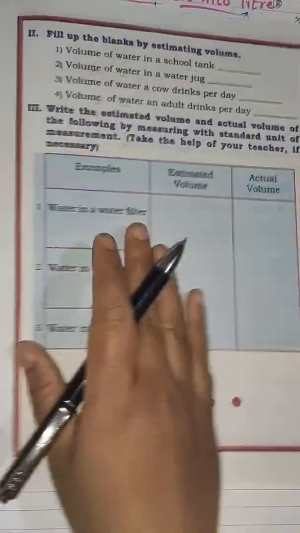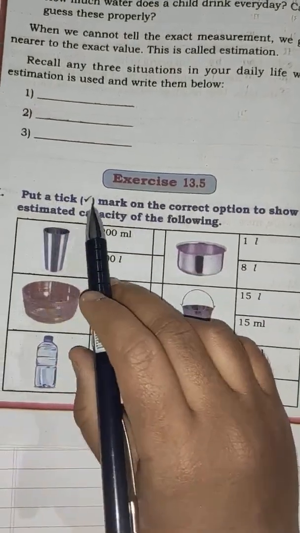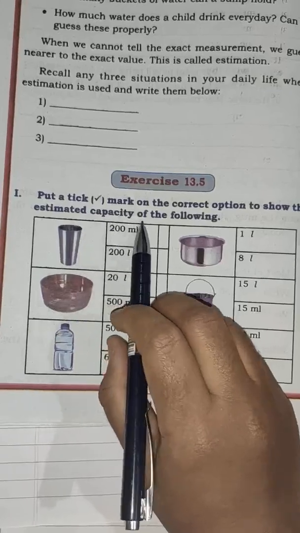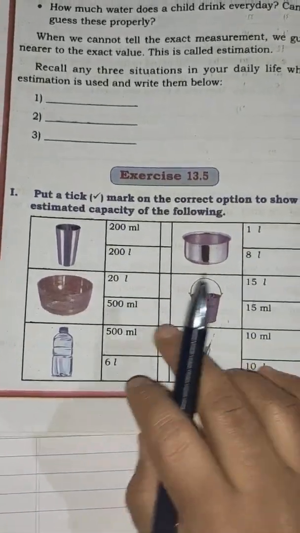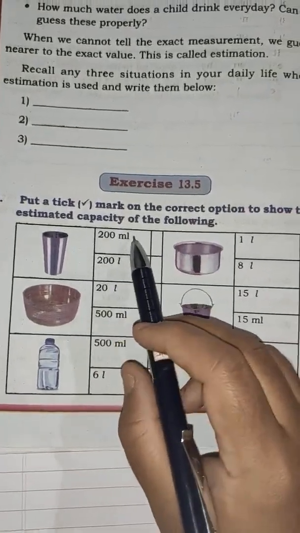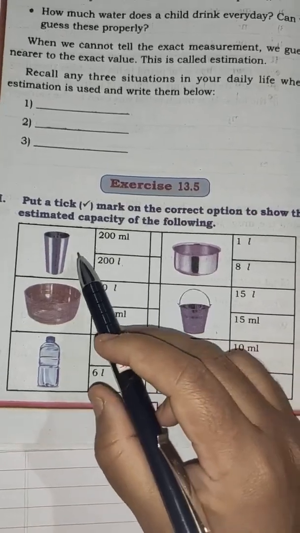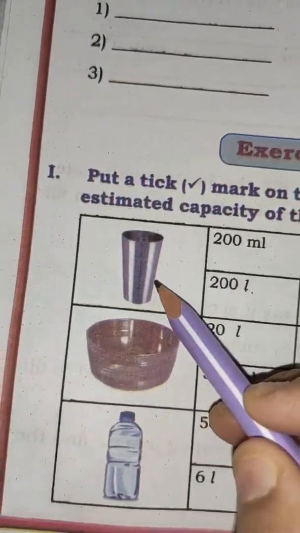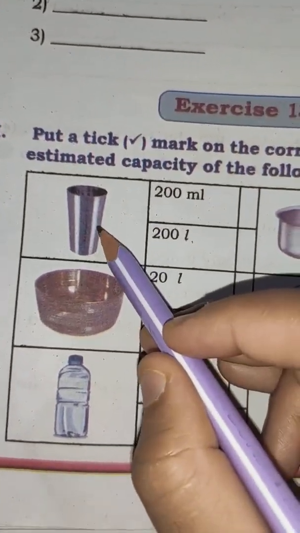So now come to the page number 68, exercise 13.5. Put a tick right mark on the correct option to show the estimated capacity of the following. So here we are having some of the vessels. So along with that, here we are having the capacities. Okay, so we have to put the right mark for the correct option. So first one here, what is this, children? It's a glass. So in the glass, what is the capacity of this glass?